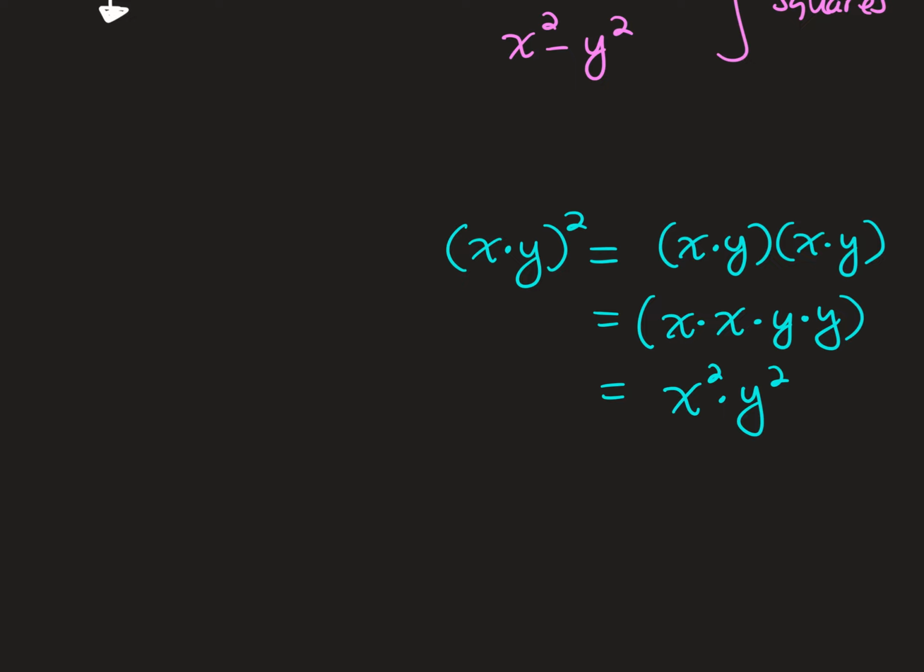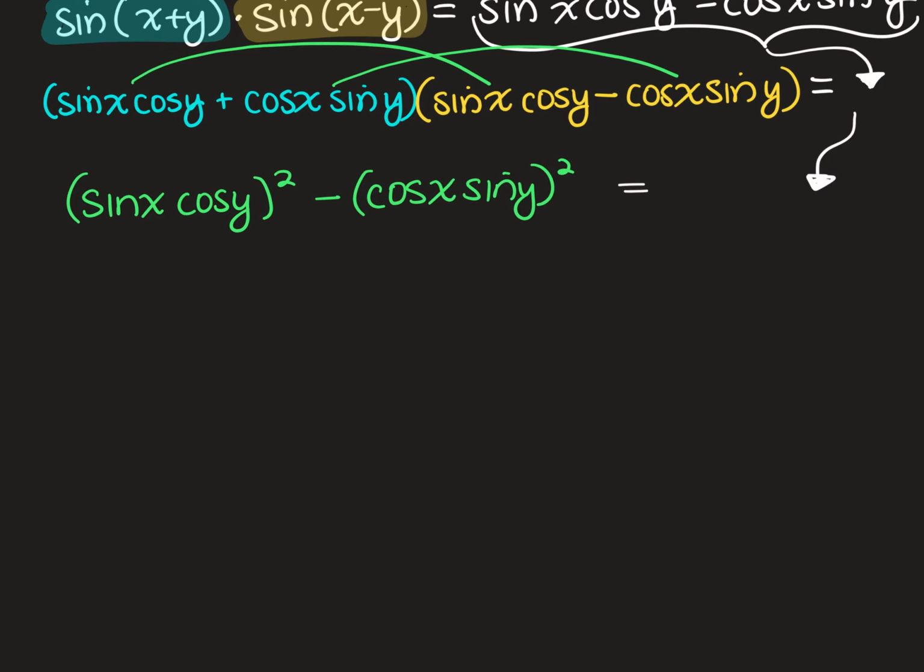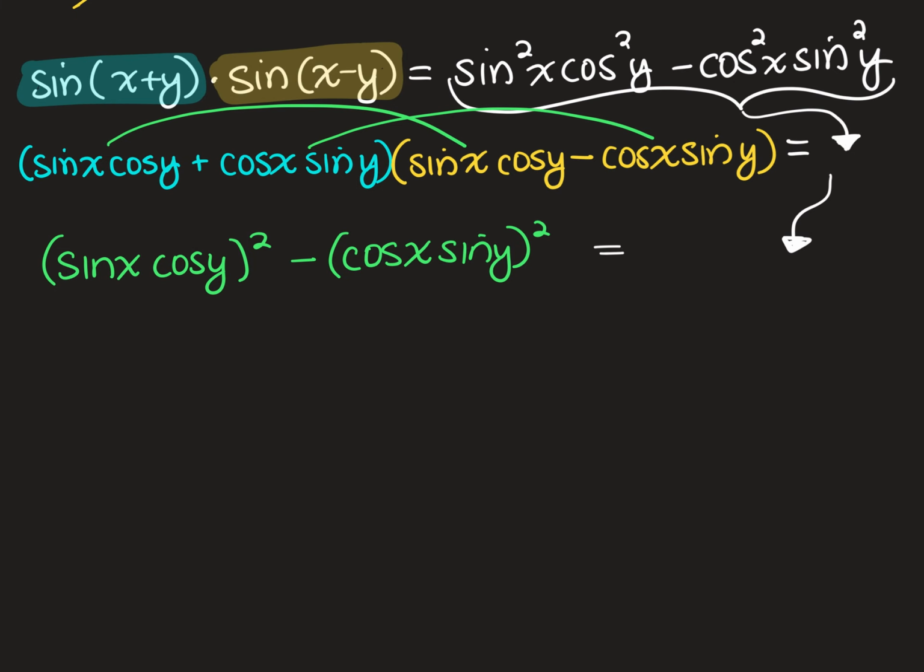So I want to use that to rewrite what I have. Instead of saying sine of x cosine of y squared, I could say, let's square sine of x, and let's square cosine of y, and let's multiply those two things together. Those are equivalent expressions. And then we'll do the same thing with the second expression. So let's square cosine of x and square sine of y. And then we'll have the other way of writing it.